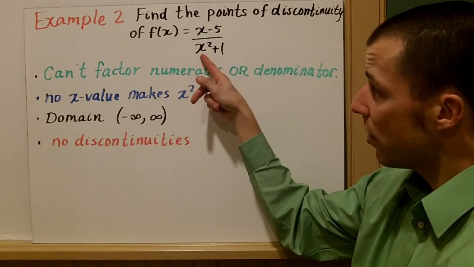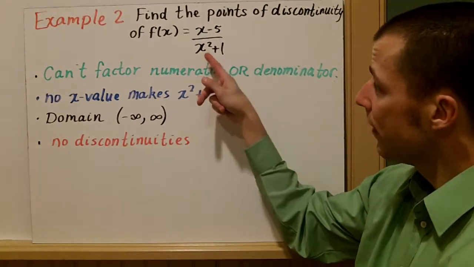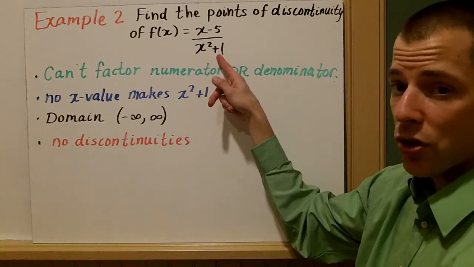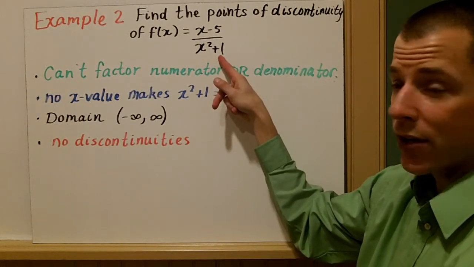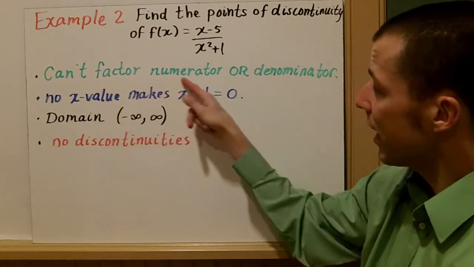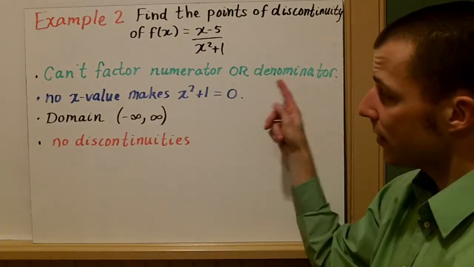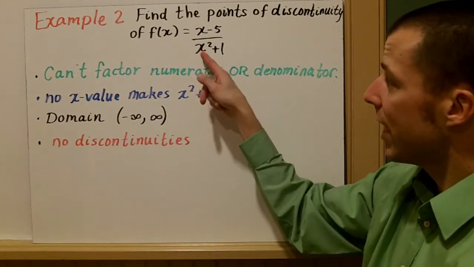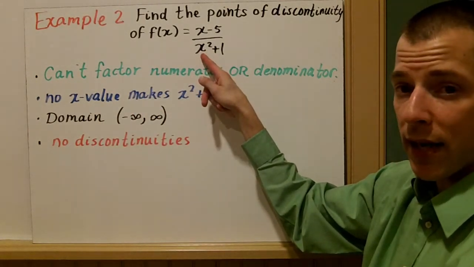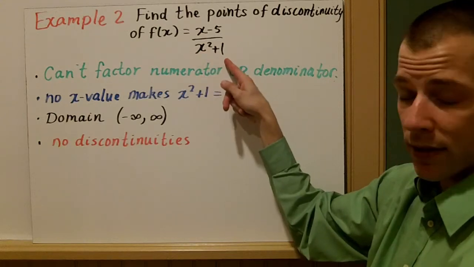A lot of kids would say, oh, x plus 1 times x plus 1. This is not the difference of 2 squares pattern. It's the sum of 2 squares, but we don't have a factoring pattern for that. So you can't factor either the numerator or the denominator. There's no x value that makes the denominator 0.